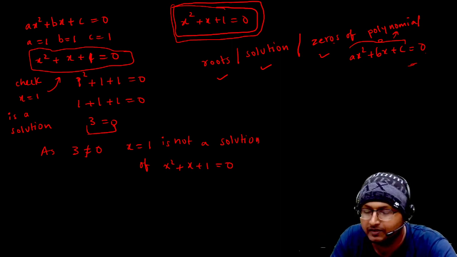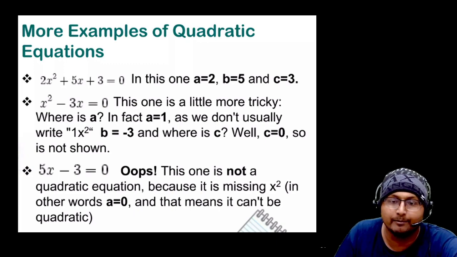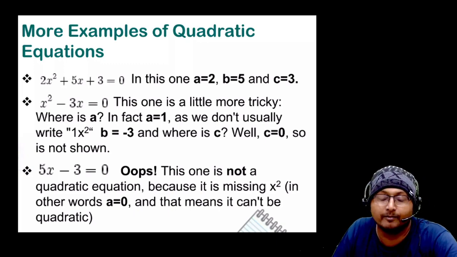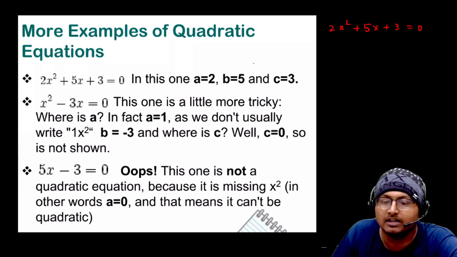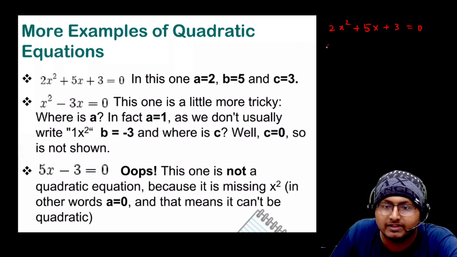Also we will verify. Okay, so first of all we will see examples of how to proceed with the problem solving. Suppose 2x square plus 5x plus 3 equal to 0 is given here. Now we have to compare it with the general form.